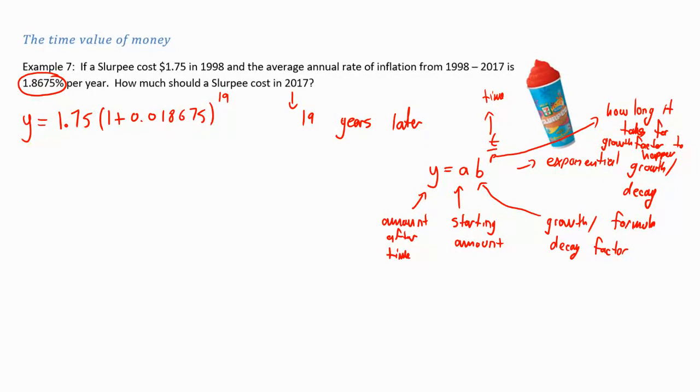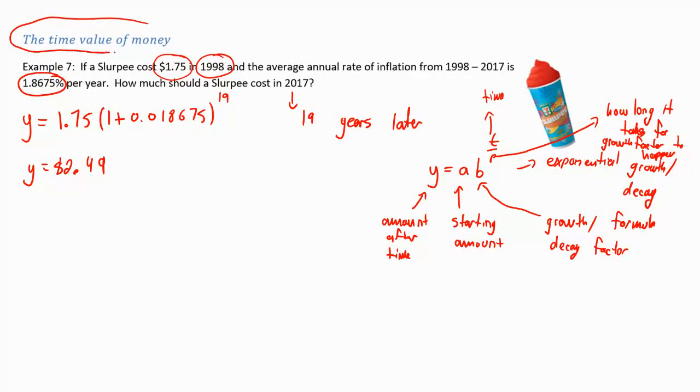So I'm just going to put this in my calculator: 1.75 bracket 1 plus 0.018675 exponent 19, and the price is $2.49. Just following this, when I was in high school in 1998, a Slurpee cost about $1.75. You go to 7-Eleven now, and this is pretty close to, almost exactly, the price of the same type of Slurpee. So the cost of goods follows inflation. What I put over here is called the time value of money.